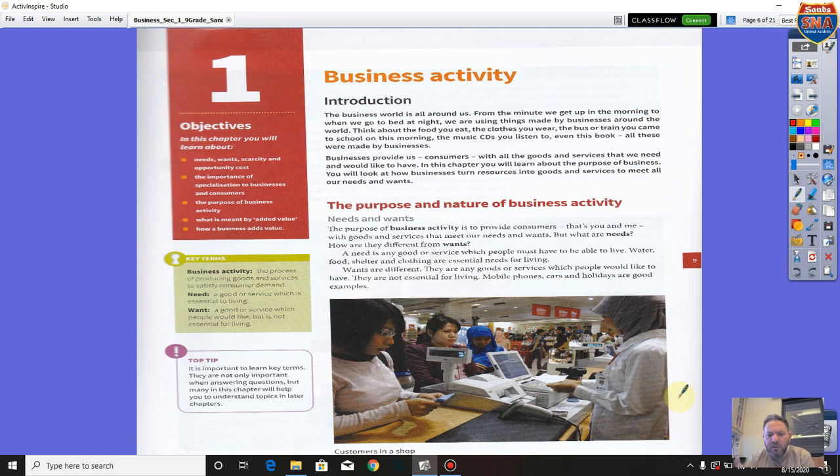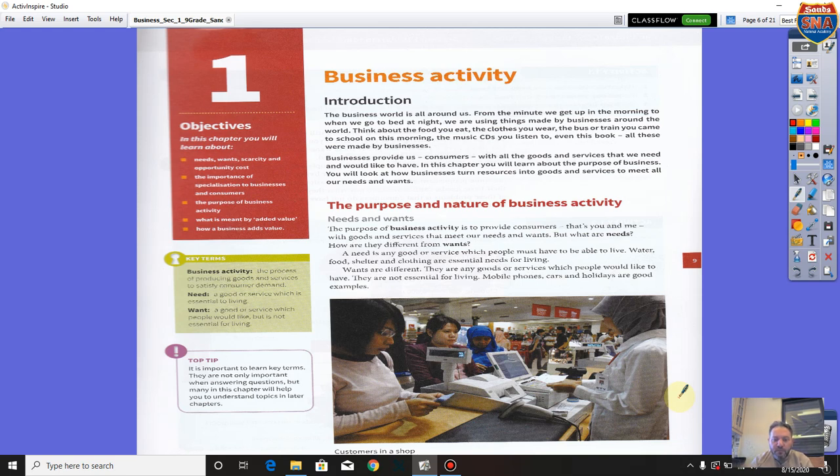But what is a want? A want is a good or service which people would like, but it is not essential for our living, like a mobile. Could you live without your mobile? Yes, I can. Could we live without cars or without the internet? Yes, we could. So this is a want. It's a very important thing, guys, and it comes up in the external exam and in our exams. What is the difference between needs and wants?